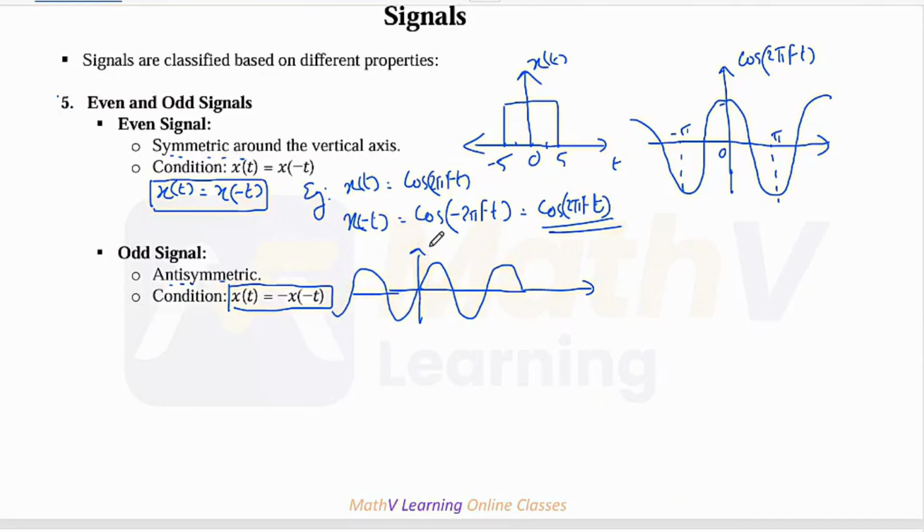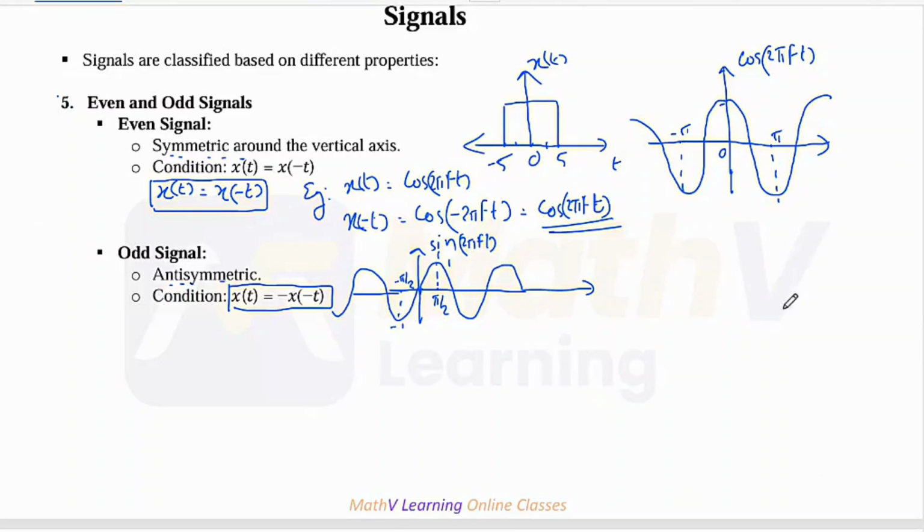Okay, so 2 pi ft sin 2 pi ft: across zero, at pi by 2 it is 1 and at minus pi by 2 it is minus 1, right? So it is actually anti-symmetric. Okay, x of t equal to minus of x of minus t.